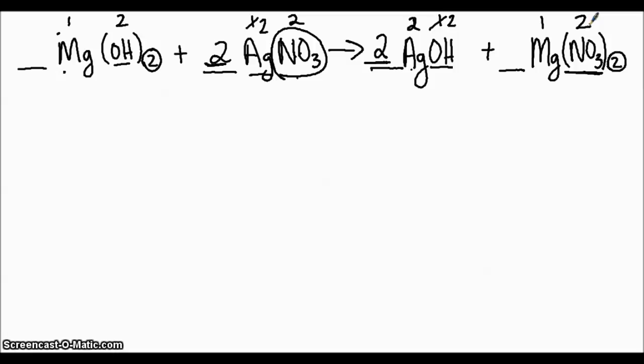So going back through, making sure everything's balanced. My magnesium, 1 on this side, 1 on that side, balanced. Hydroxide, the OH, 2 here, 2 there, balanced. Ag, I have 2 here, and 2 on the other side, balanced. And then the NO3 we just balanced, and we have 2 there, 2 there. So we do have blank spots. Again, you can fill them with 1s if you like everything to have a number in front, that's fine. And that's our balanced equation.